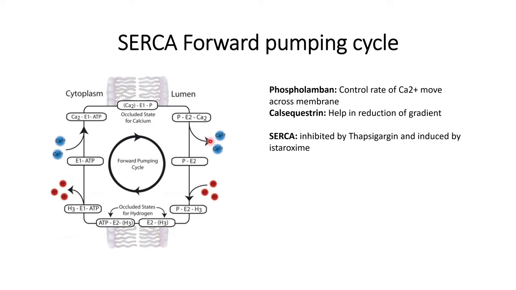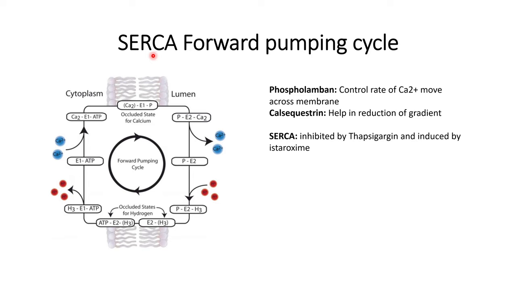However, this loss, or this release of Ca2 plus, needs to be compensated, and this can be compensated by the calcium that is present in the cytoplasm, the cytosol of the cell. In order to transport the calcium from the cytosol to the sarcoplasmic lumen, there is a conformation change in the SERCA protein, the sarcoendoplasmic reticulum calcium ATPase.